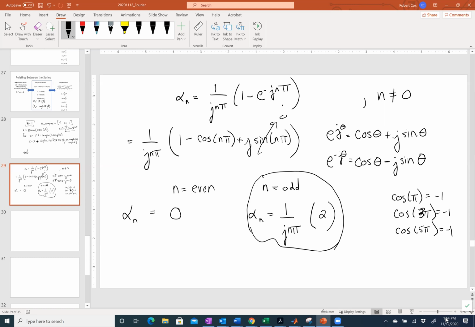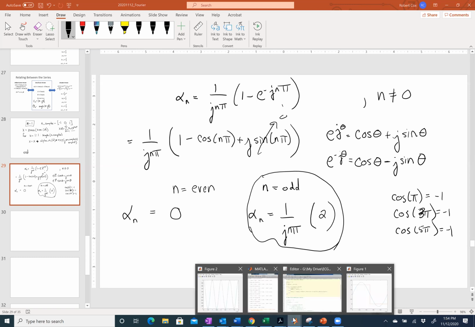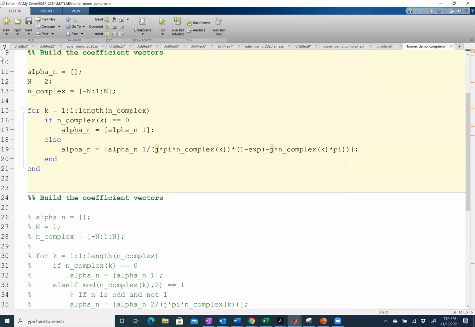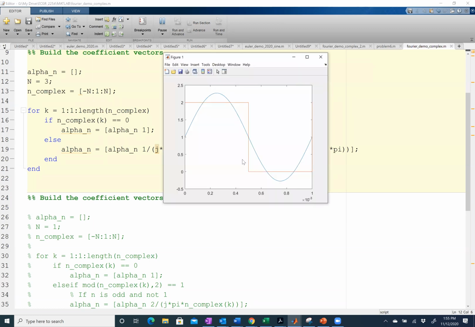Now what that says is, let's change this n to 3. So now I'm going to go from -3, -2, -1, 0, 1, 2, 3. Is it going to look different now when I run the code? I hope so. You hope so. I think so. It will.